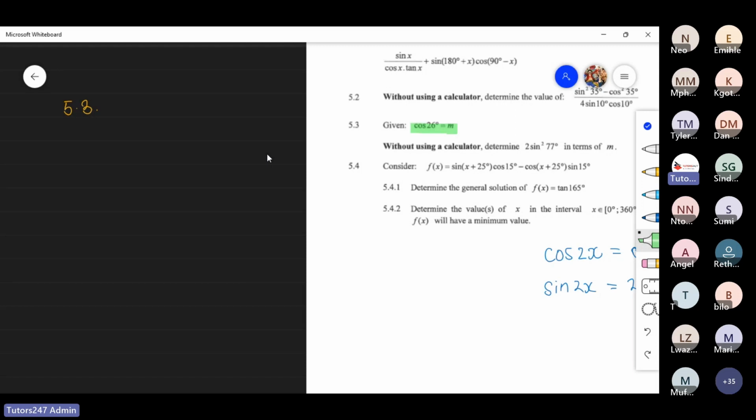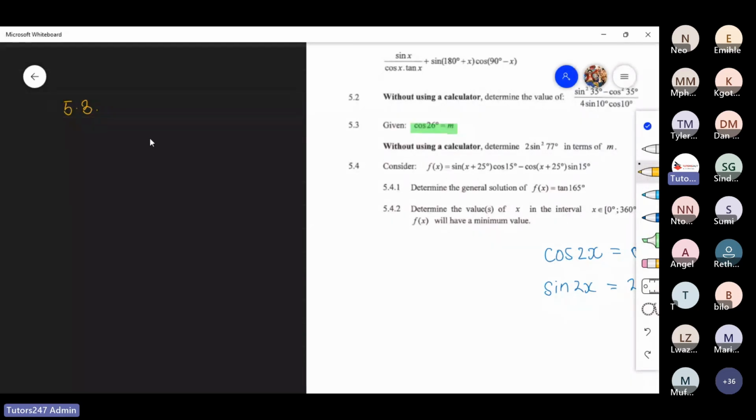So because they've stated that cos of 26 is equal to m, and now we need to get 2 sine squared of 77 in terms of m, it means that somehow with simplifying 2 sine squared of 77, we need to get cos of 26 within that, or we need to turn 2 sine squared 77 into something that has cos 26 in it, right? So let's see, how can we change that?